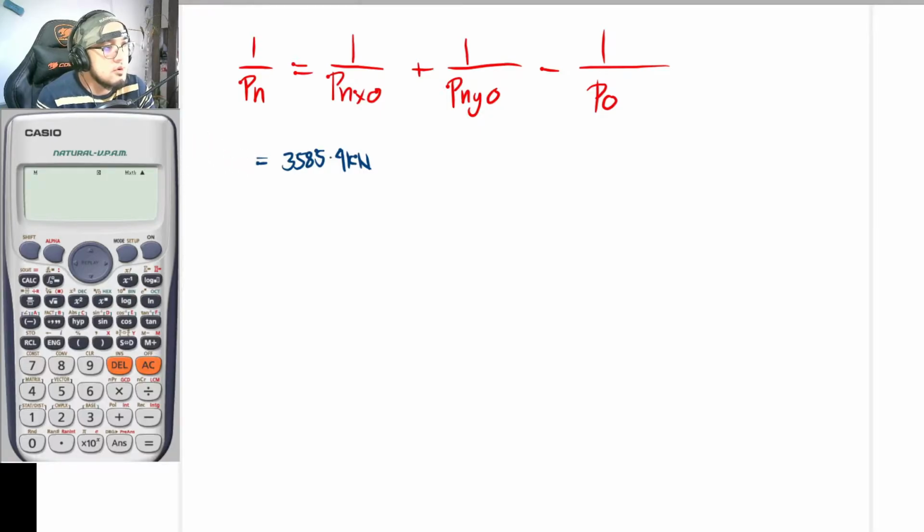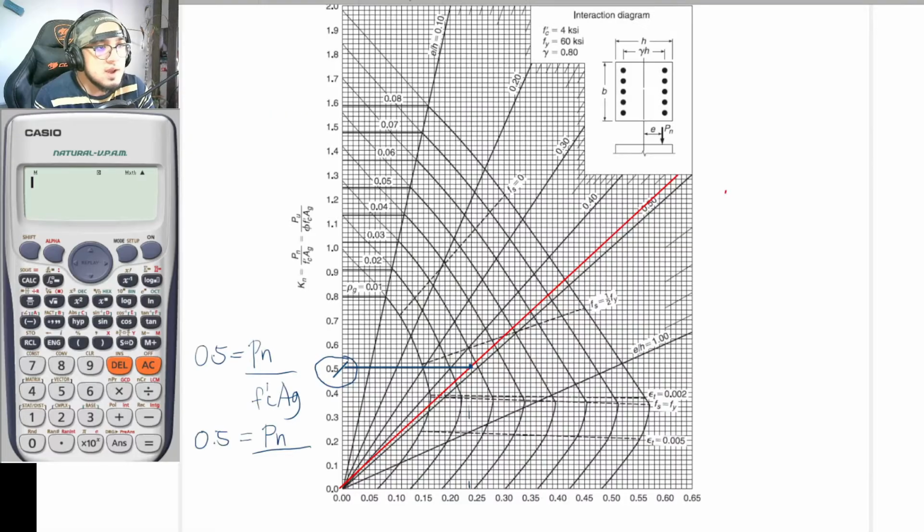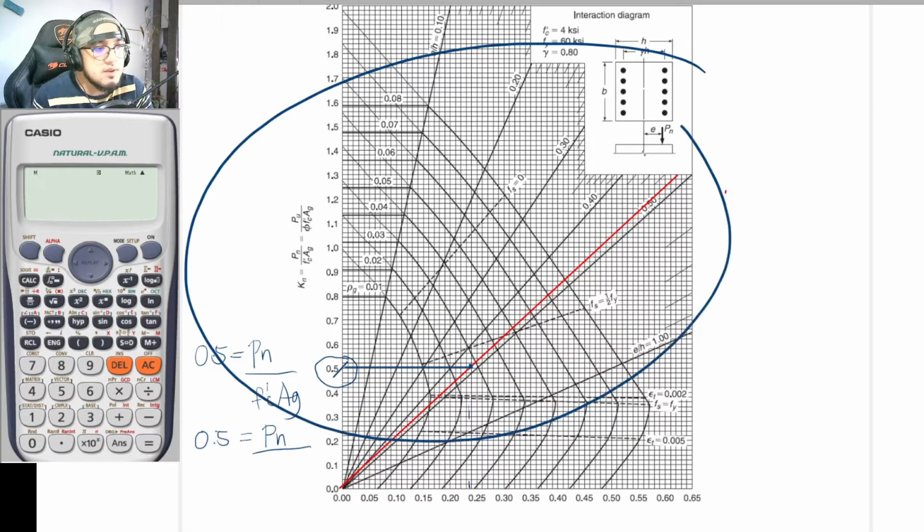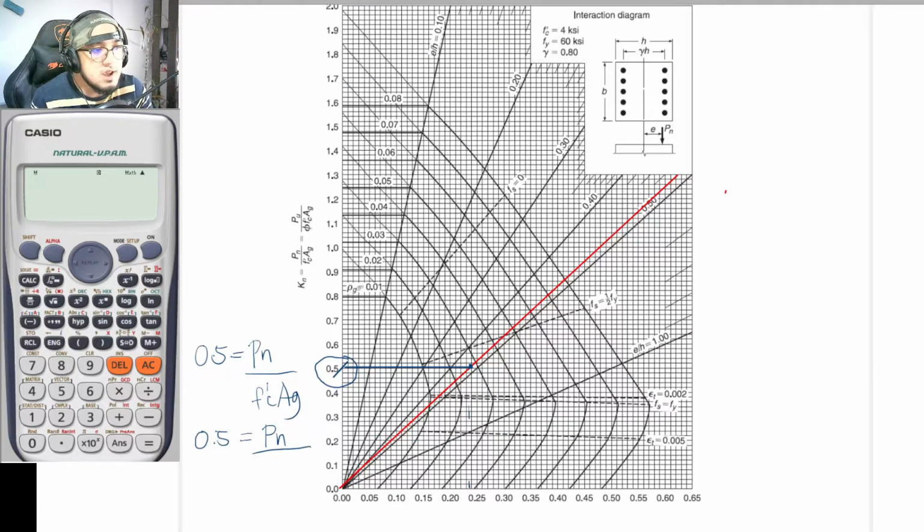So, paano ba natin sinolve yung Pn na yan dati? So, ginamit natin itong interaction diagram na ito. Sinolve natin yung rho G. We have solved for rho G. We have solved for, ano ba ito? Sigma ba ito? Gamma pala. We have solved for gamma. Then, we have solved for E over H.